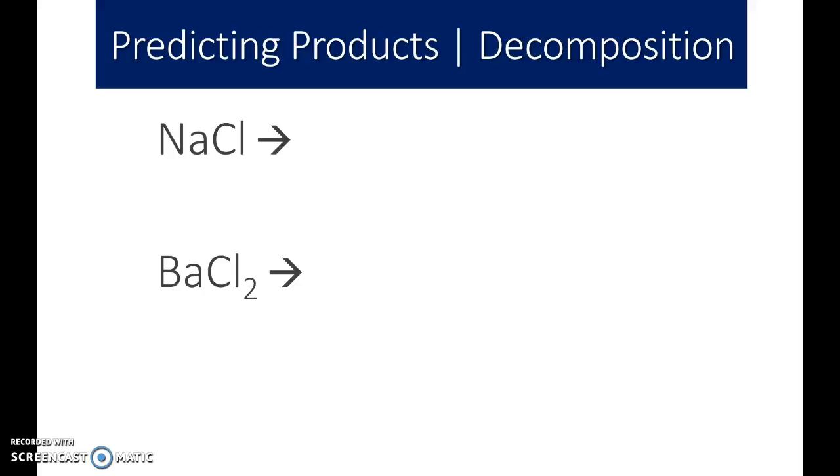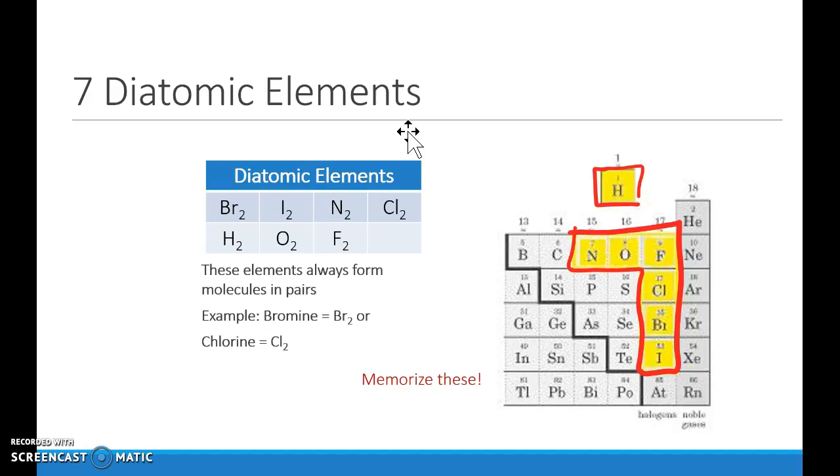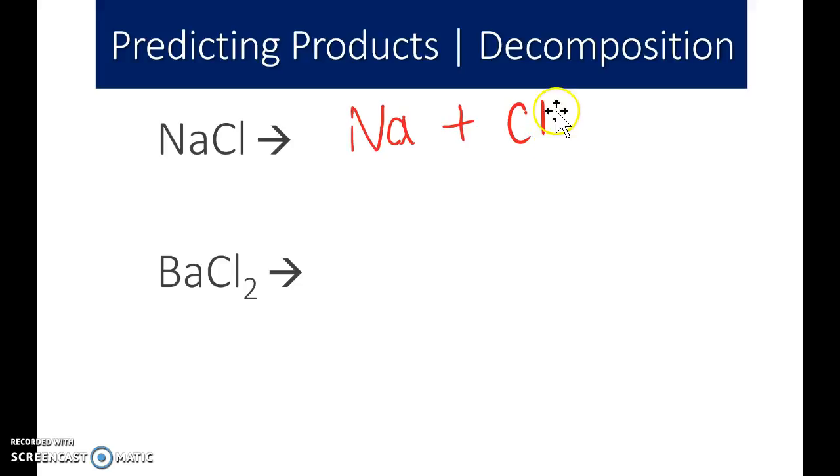We're going to go through two examples together. We have NaCl as our reactant, and so we're going to follow our first step, which is to write out each element, just one of each. So Na plus Cl. Second step, we need to see whether either one of these elements are diatomic. So I'm going to go back up to this list. We can see that chlorine is indeed one of the 7. So therefore I'm going to add a subscript 2 next to chlorine.